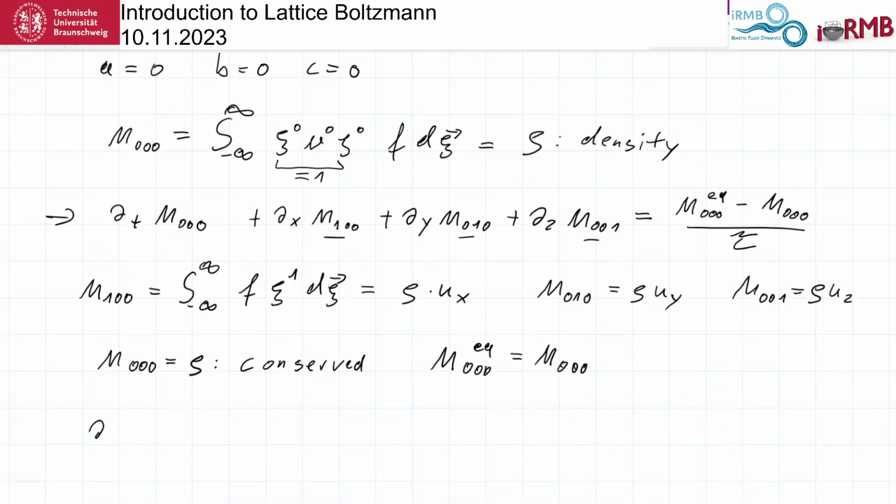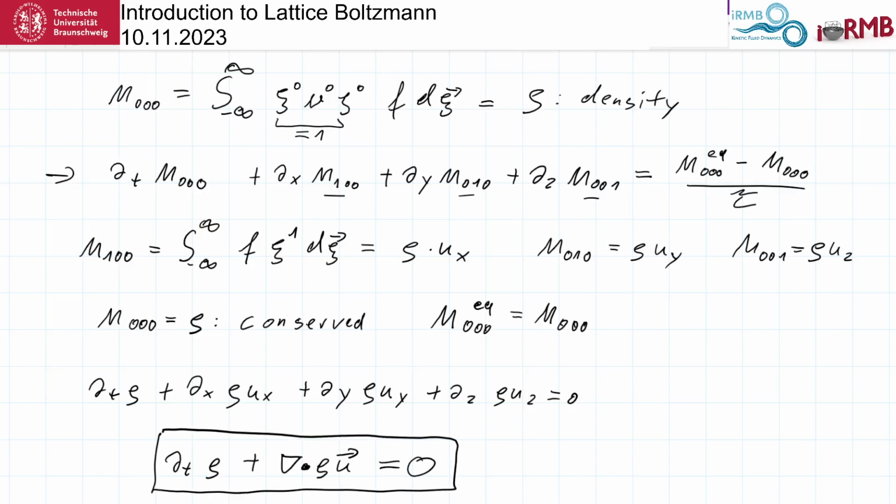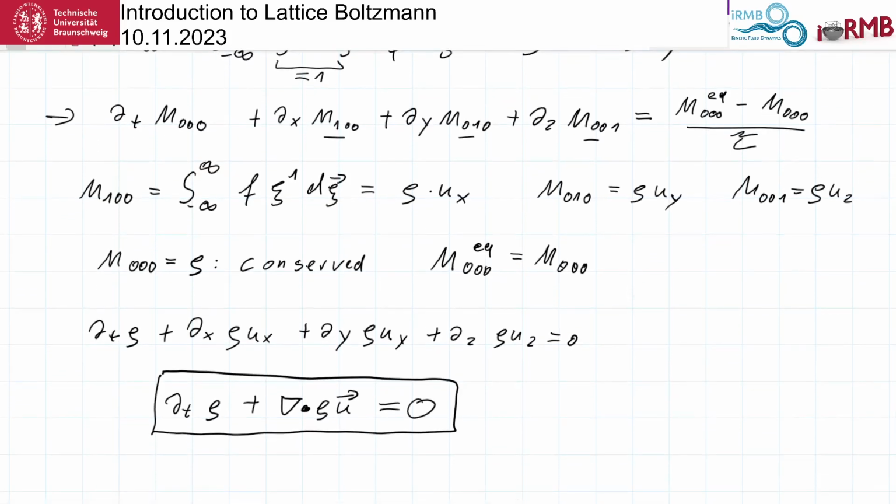So the equation that we end up with is dt rho plus dx rho ux plus dy rho uy plus dz rho uz equals 0, which we can write in a more convenient format as dt rho plus nabla scalar product rho u, the divergence, being equal to 0. Do you know this equation? No? This is called the continuity equation, and it's used in fluid dynamics.